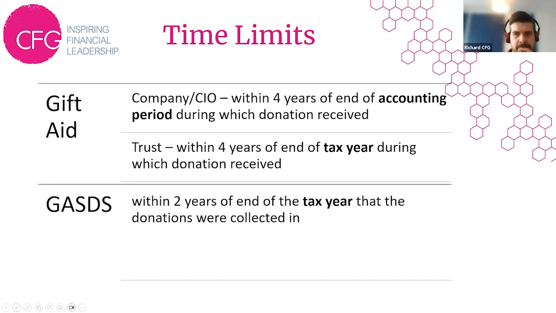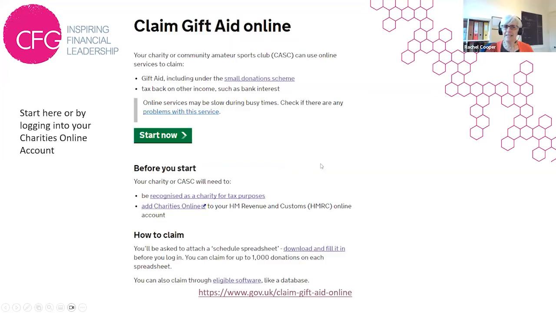Absolutely. Cool. So again, there's another big green button, another start now big green button. And there's a link to this, but if you just log into your charity's online account, the big green button takes you to logging into your charity's online account. This can be quite a useful place to start because it reminds you of some of the bits and pieces that you need to collect together. It tells you again that you need to be recognised as a charity for tax purposes, but you know all about that because we've just done the registering for Gift Aid.